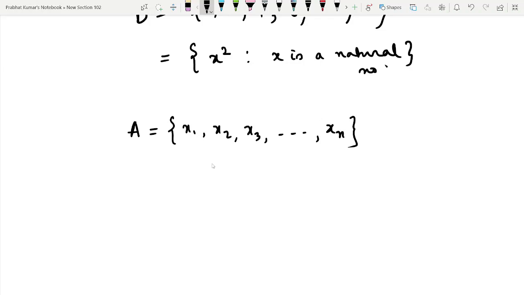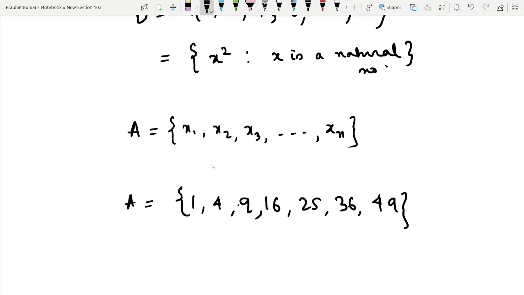Suppose you are writing the set of all perfect squares till say 50. You write it like this: 1, 4, then 9, then 16, then 25, then 36, and then 49. So till 50, these are all the perfect square numbers. However, the same set will be represented if you jumble this order. You have to make sure that the collection is the same, right?